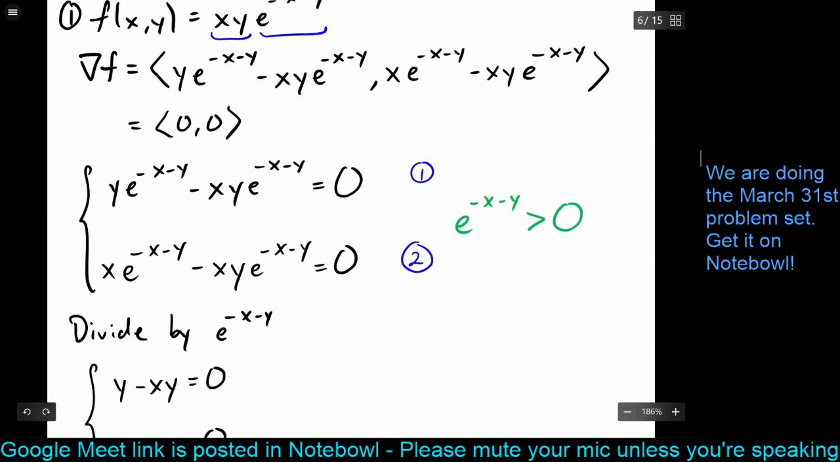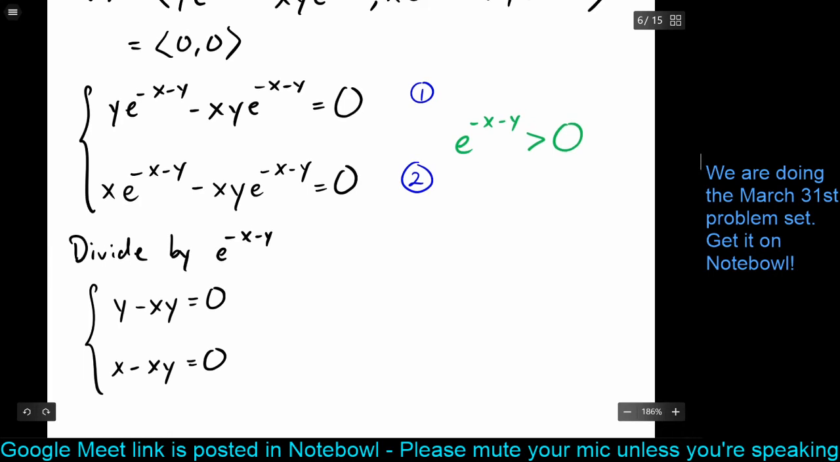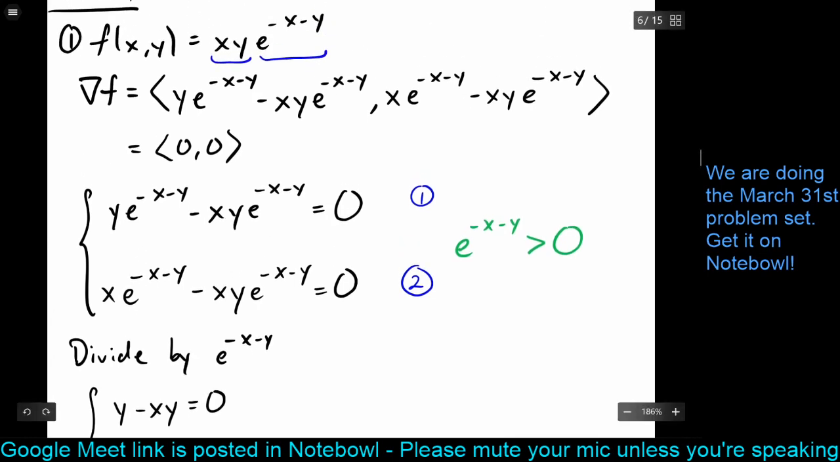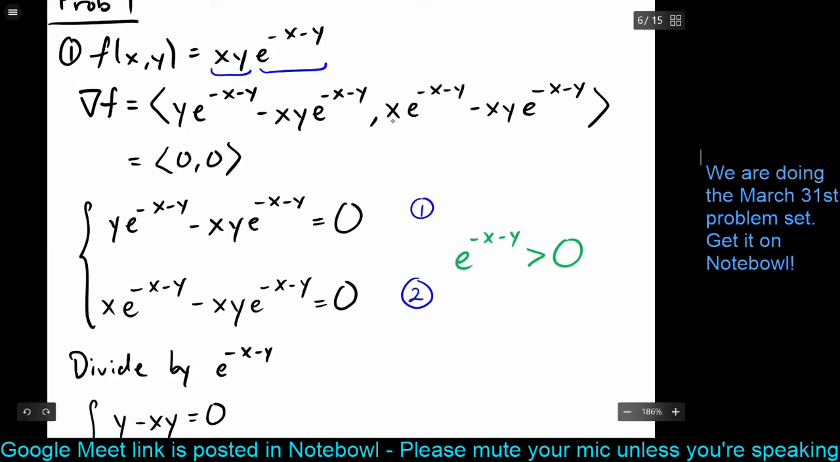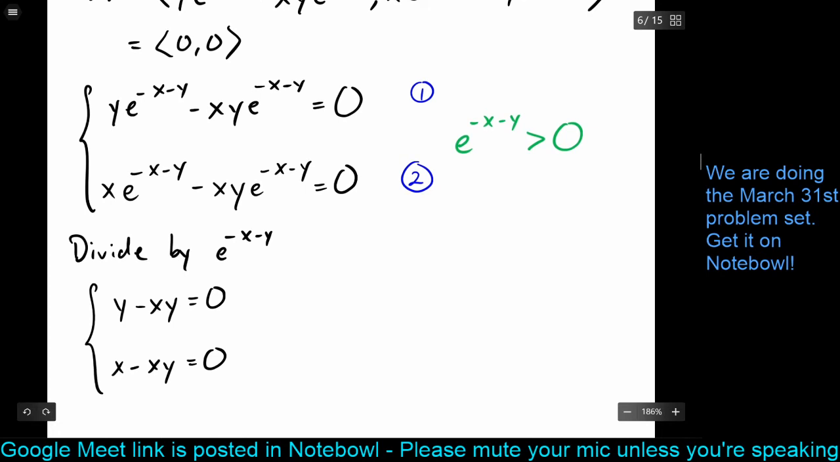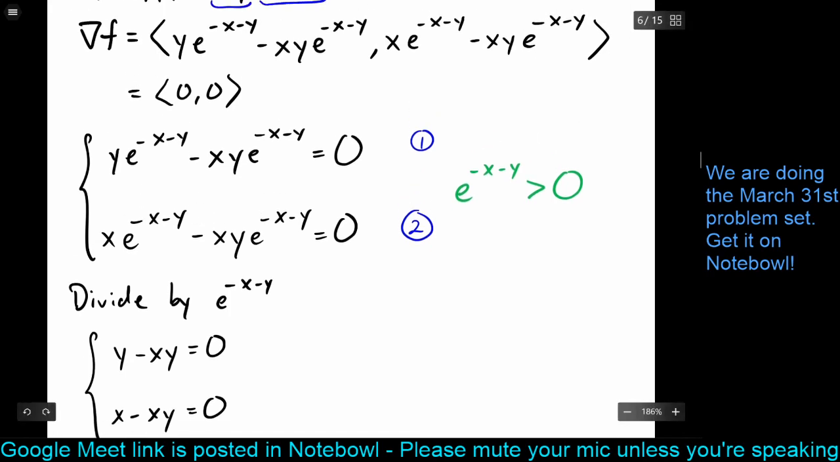Put 2 x's somewhere? I think we're good. The exponent should always be minus x minus y. These two should be opposite. Same. I think we're okay.